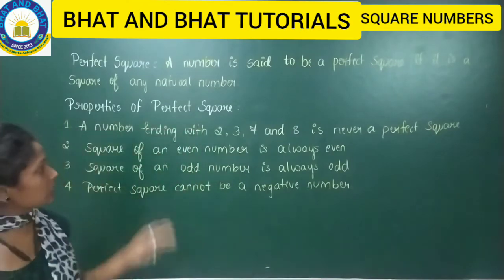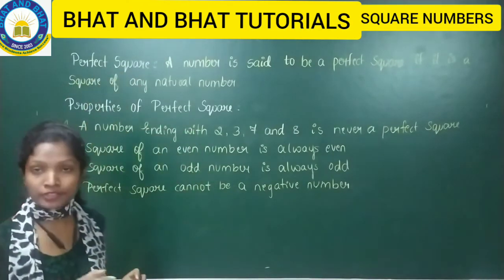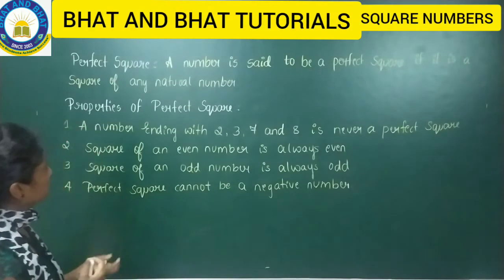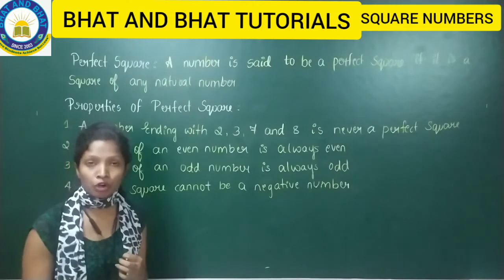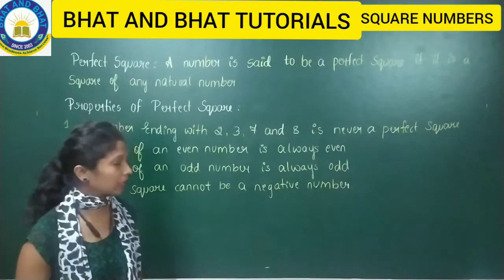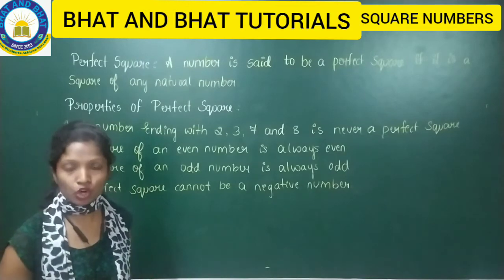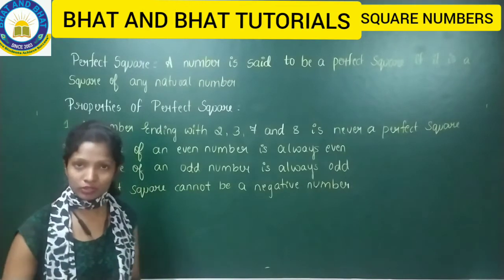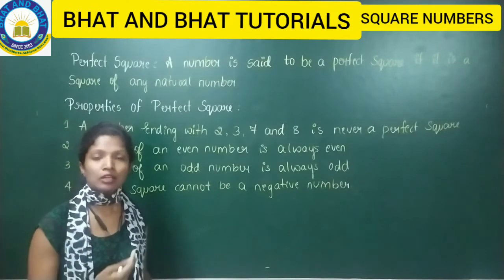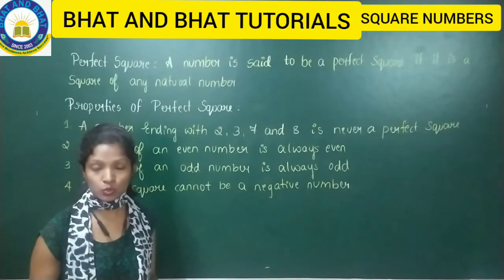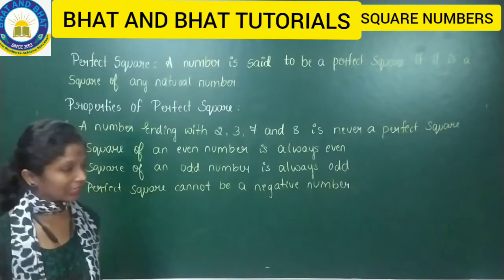So let us discuss these points in detail now. We just got to know the meaning of perfect square. For any natural number, if you are getting the square, then we are going to call that a perfect square. And note down here, it is a natural number, where 0 is not included. Apart from 0, for whatever number we have, if you are doing the square, whatever you get, we are going to call it a perfect square.